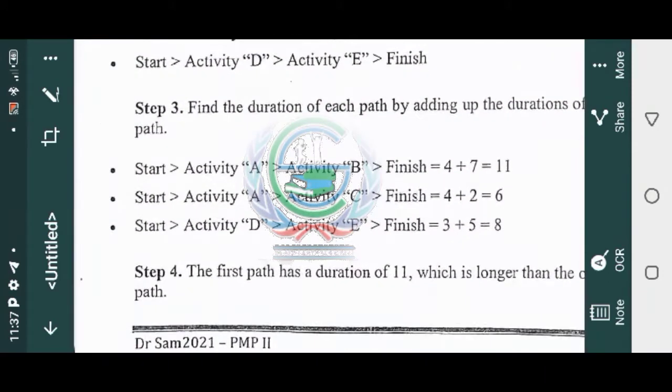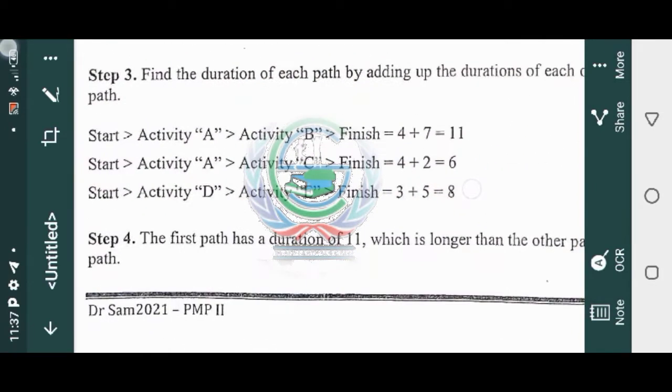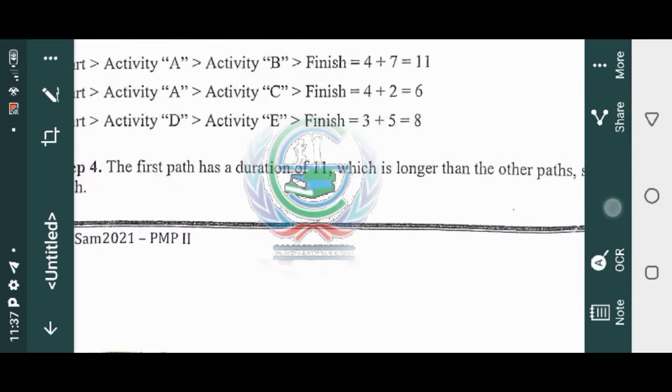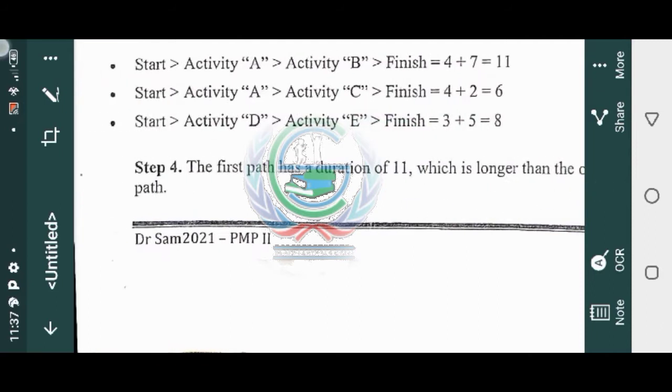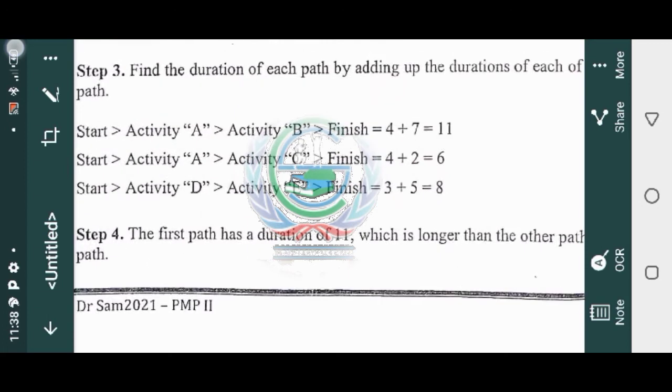3 plus 5 is 8. 4 plus 2. Now, how do we get the critical part? The first part has a duration of 11, which is longer than the other part. So it is the critical part. The part that has the longer duration is known as the critical part. That means if you can finish the critical part, you'll be able to finish your project successfully, because without that critical part being fulfilled, there's no way that project will be fulfilled.